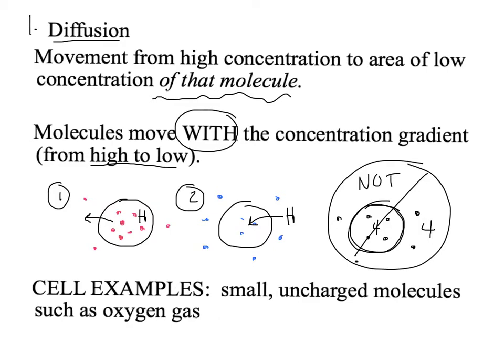All right, in the cell, some examples of molecules that move in and out of the cell this way are any small molecules and any molecules that do not have a charge, so they don't have a positive or negative charge. Oxygen gas is a good example of this. This is like when we blew through the Q-tip models. We blew air through the models, and we showed that oxygen gas was small enough to get through the Q-tips.